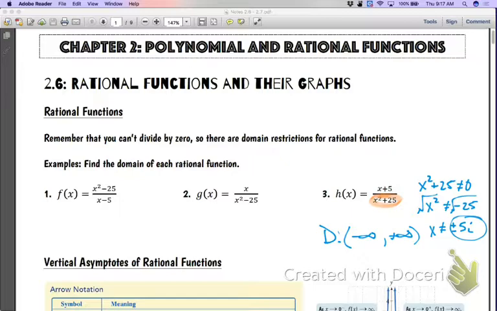There's no restrictions that I have because whenever I solve for the x squared plus 25 and I solve for my x, if you end up with an imaginary answer in your denominator spot, or as far as what x can't be, if it can't be imaginary, that means that it can always be real.